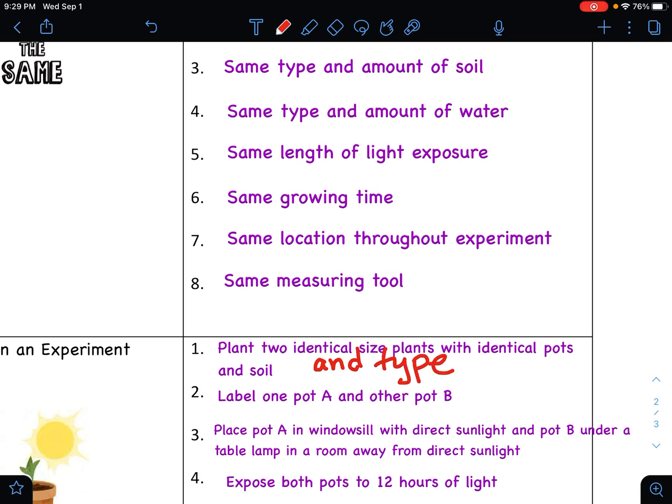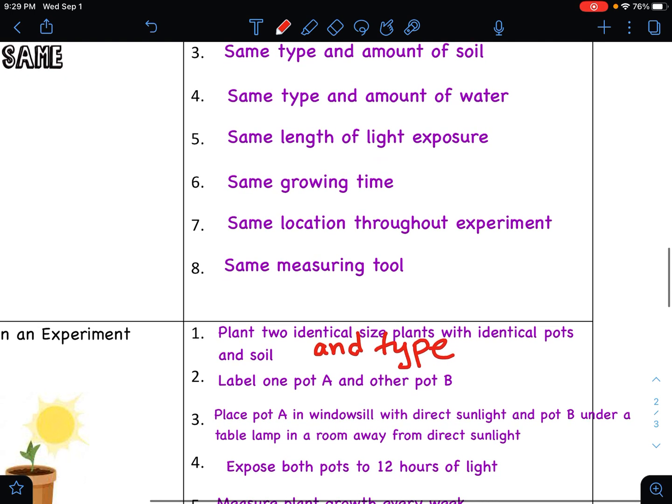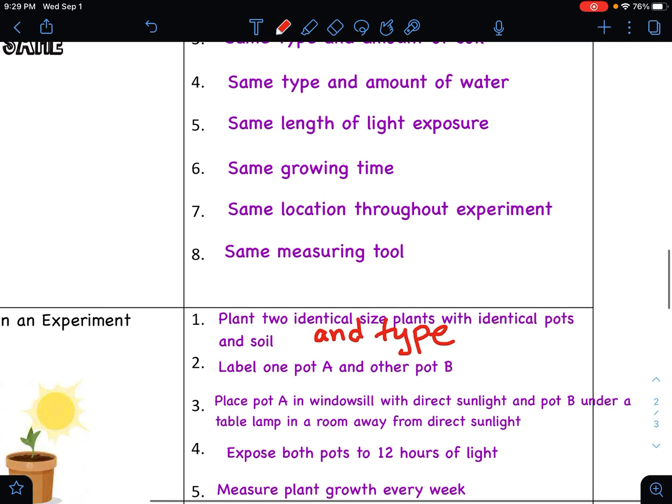All right, I missed that detail when I was first typing this in. So two identical size plants and type of plants with identical pots and soil. Everything the same size pot, same amount of soil. Okay, we're going to label one pot A and we're going to label one pot B.